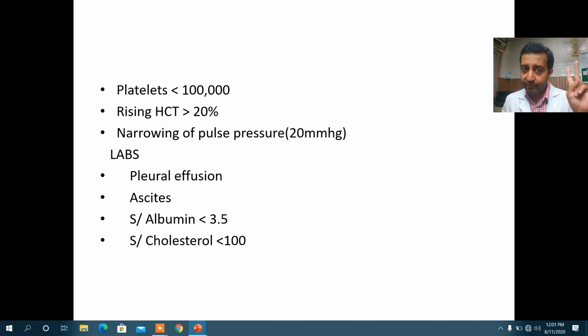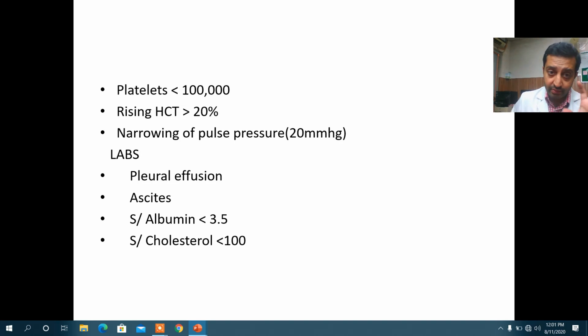If hematocrit is rising more than 20%, for example, if a patient has a baseline hematocrit of 35 and you repeat the hematocrit in the evening, or maybe 12 hours after the initial value, from 35 it rises to 37, and the next value rises from 37 to 40 and then 42. So this difference from 35 to 42 means a 20% rise in hematocrit, 20% hemoconcentration.